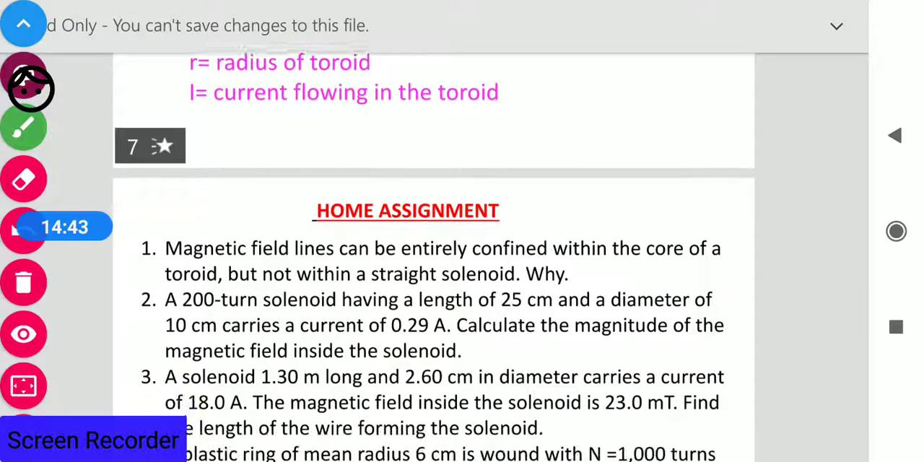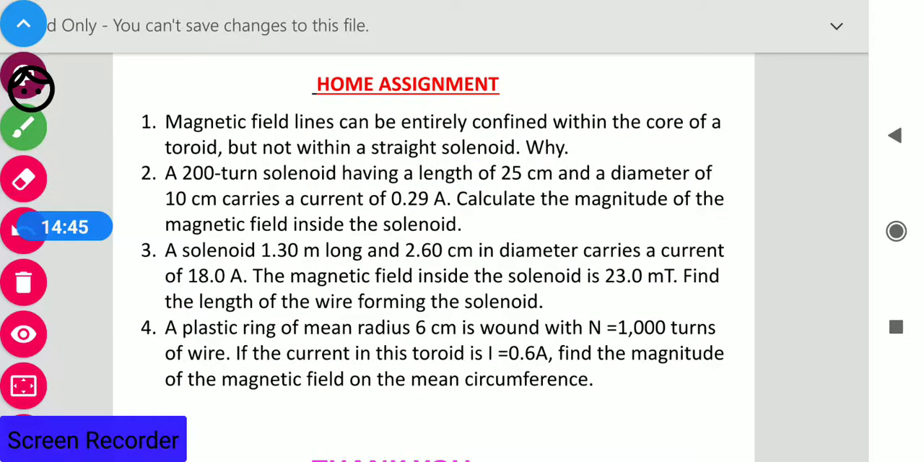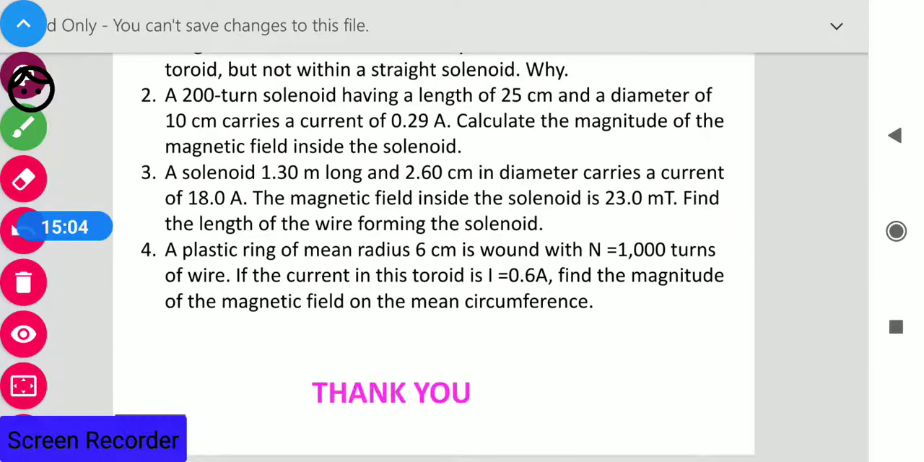So that is all for today's lecture. Chapter 4 is almost covered. Every topic of chapter 4 is covered. These are a few questions from the textbook. Try to solve these questions. If you have any doubt, you are free to ask me at any time. Thank you.